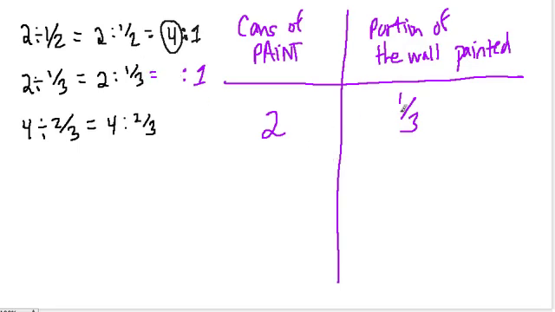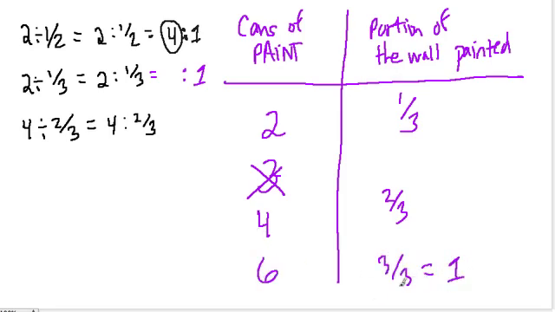So 2 cans of paint covers 1/3. That means every 3 cans will cover how much? Well, 4 cans will cover 2/3. So we don't even need to think about 3 right now. And 6 cans will cover 3/3 or 1 whole wall. So it would take 6 cans of paint to cover 1 entire wall. So that ratio can be thought of as 6 to 1.